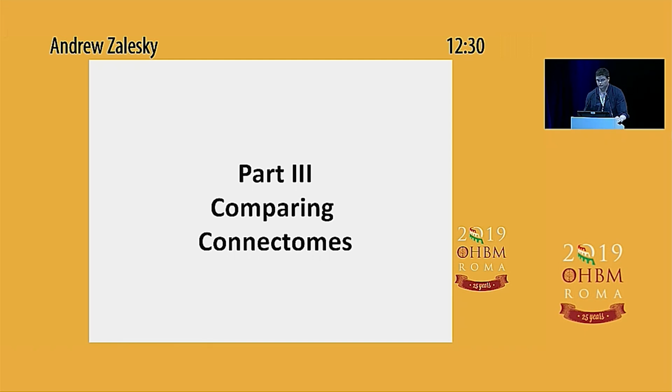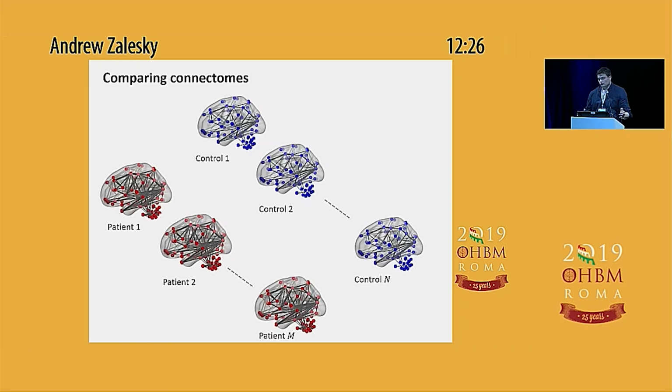So I'll move on to comparing connectomes. Once we've mapped our connectome, you can consider a very simple scenario where we've mapped a connectome for a group of healthy controls, we've mapped the connectome for a group of patients, and we want to understand what features of the connectome differ between the patient and the control group.